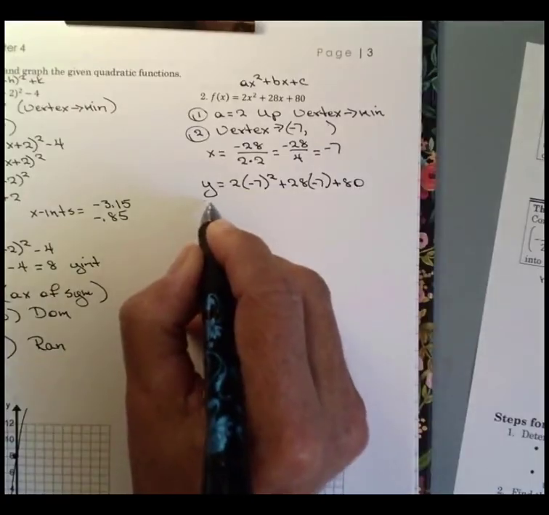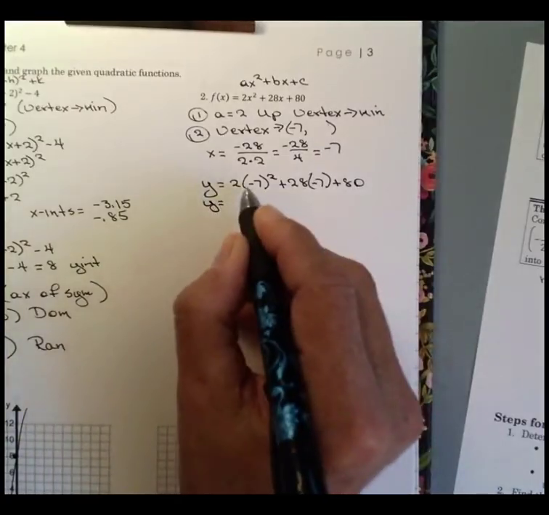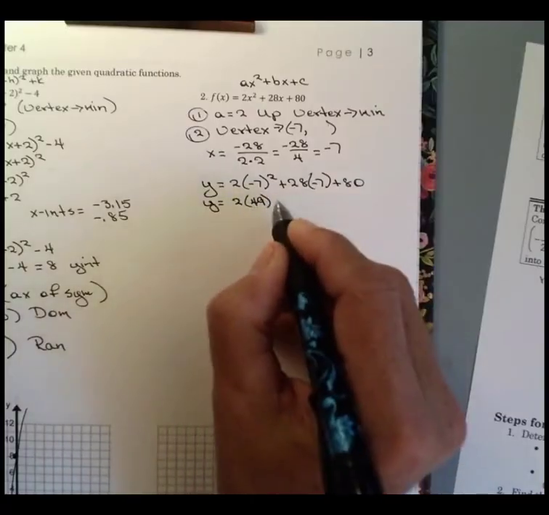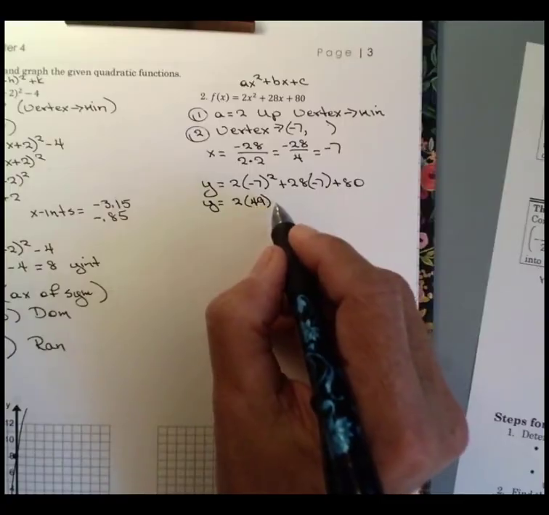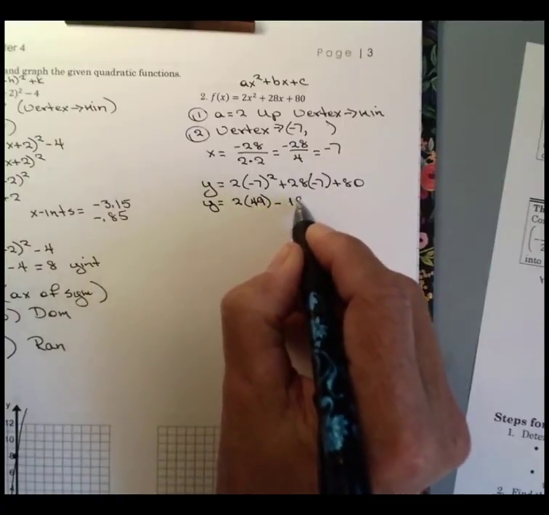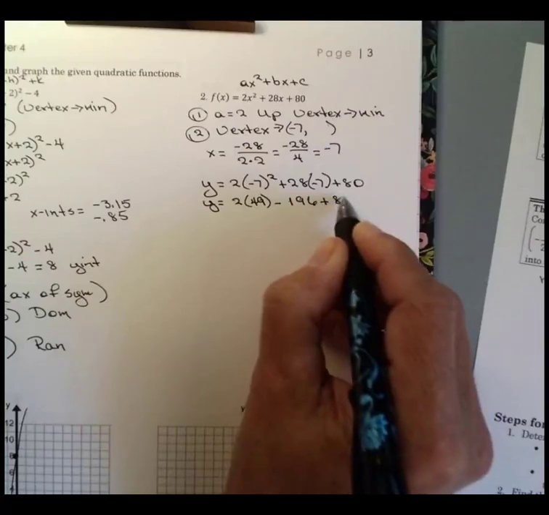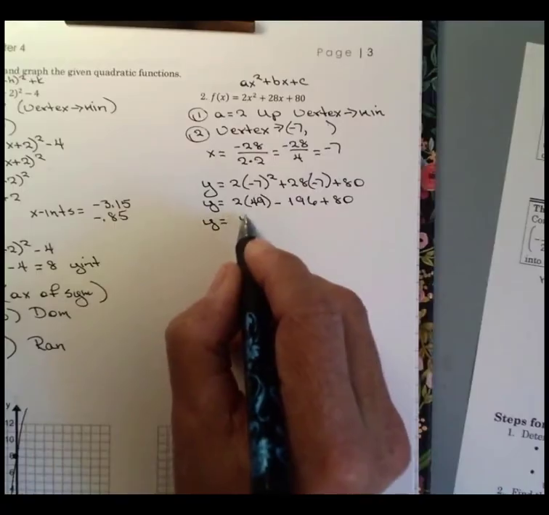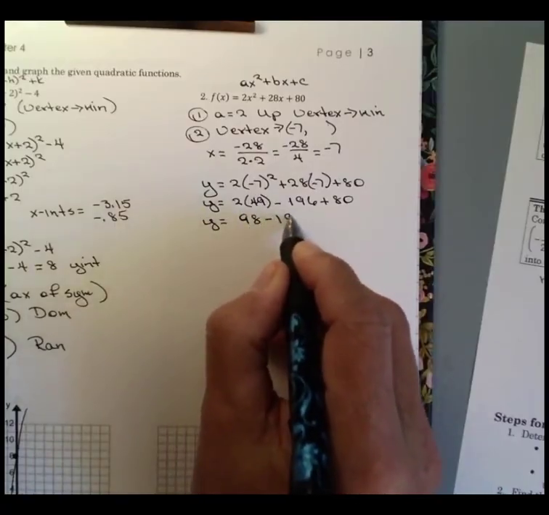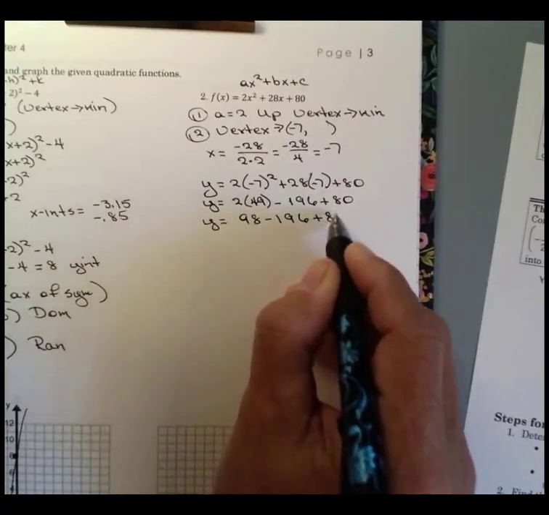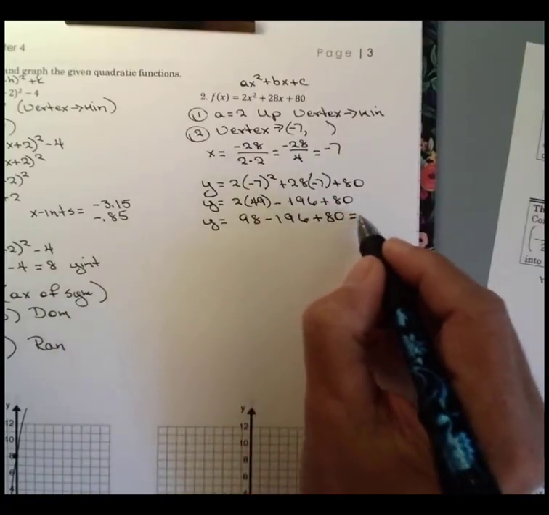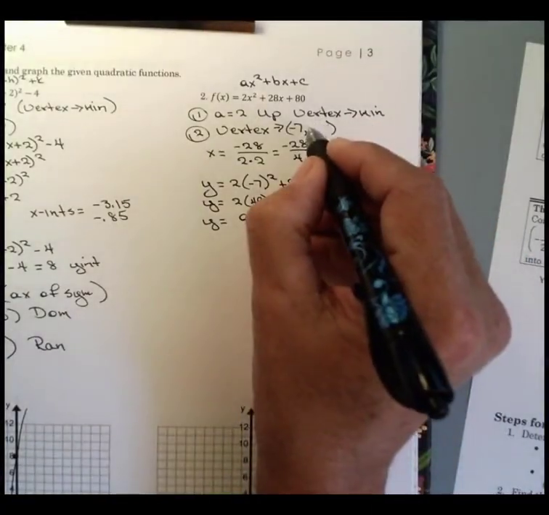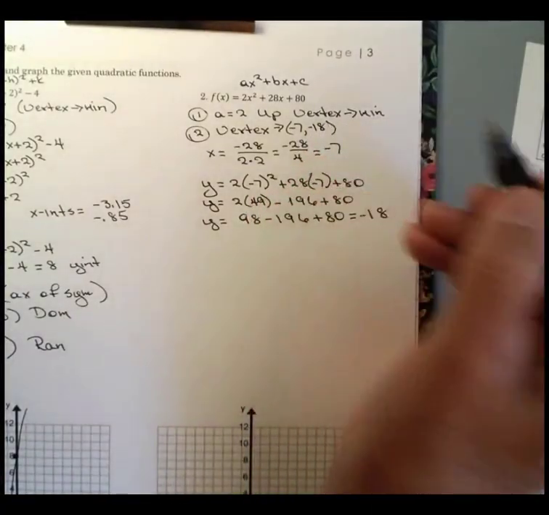Okay, and the math is not too difficult with this. Y is therefore equal to 2 times a positive 49, minus 196, plus 80. So 2 times 49 is 98, minus 196 plus 80, which in my calculator comes out to be -18. So the y-coordinate is going to be -18, and I have found my vertex.